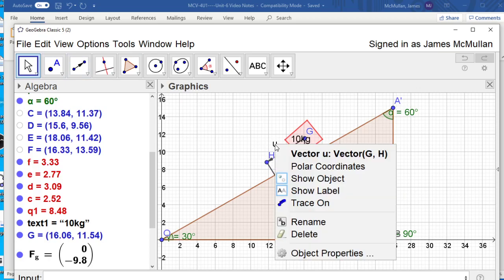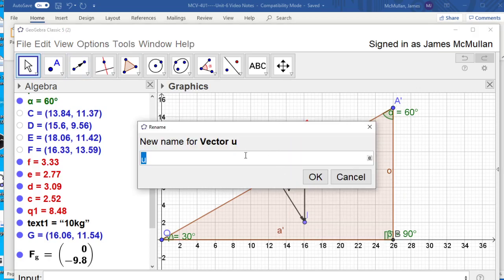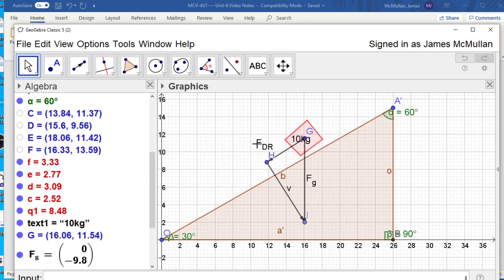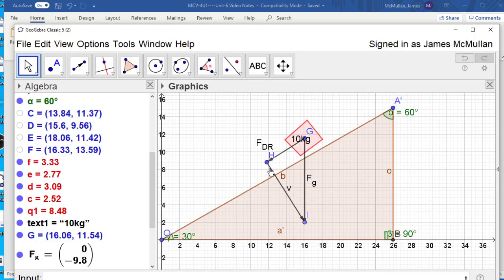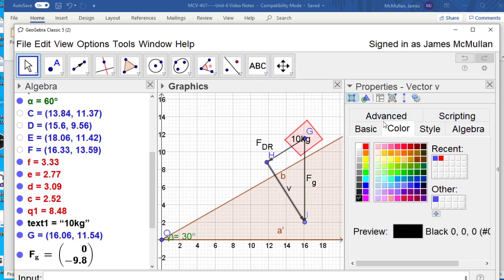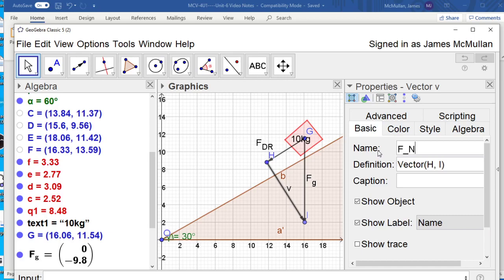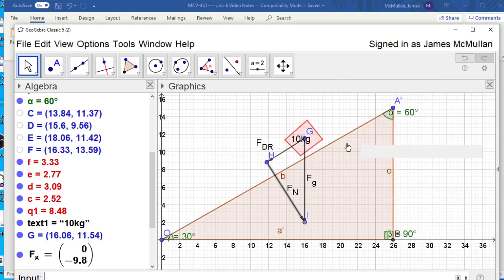So let's rename this one force down ramp, FDR, let's just say. Or, what does it say? Parallel to the ramp, whatever. And then let's rename this one the normal force. So the normal force is acting completely into the ramp, and is absorbed, right? The force down the ramp is what's causing the block to slide and accelerate down the ramp.